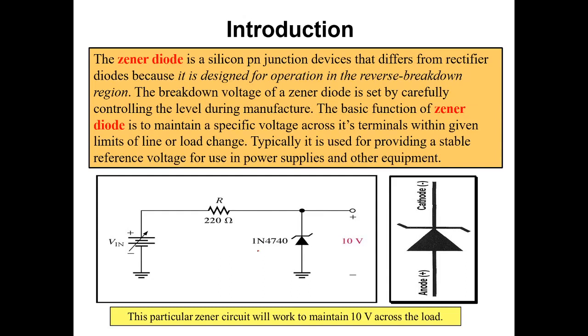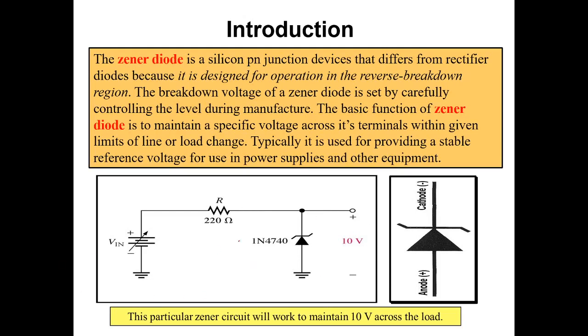So normally the Zener diode will be operated in the reverse bias mode, and it is a special purpose diode which has been designed to operate in the reverse breakdown region. The Zener diode is operated in breakdown conditions only. In the breakdown conditions, it generates constant voltage and a high amount of current. So the basic function of the Zener diode is to maintain a specific voltage across its terminals within the given limits of line and load voltage changes.